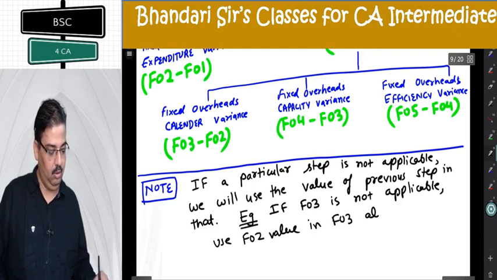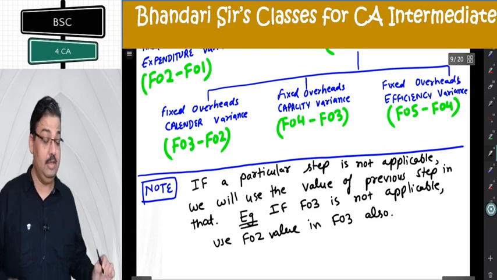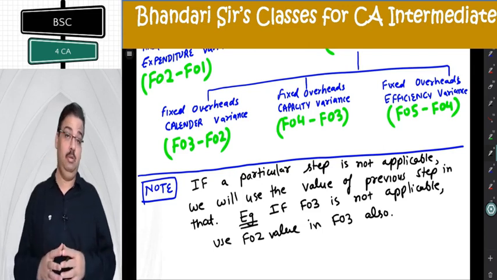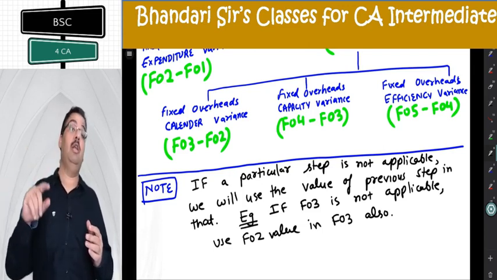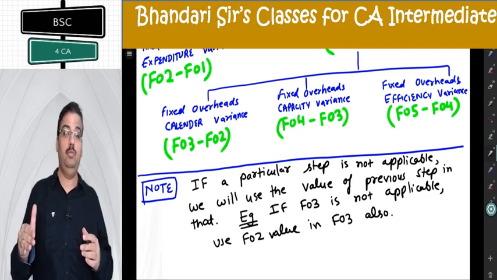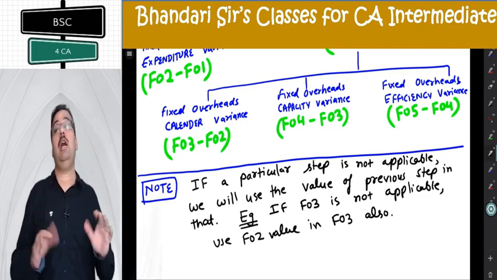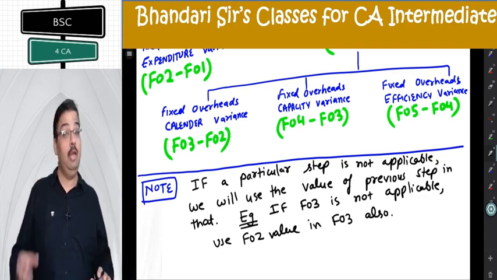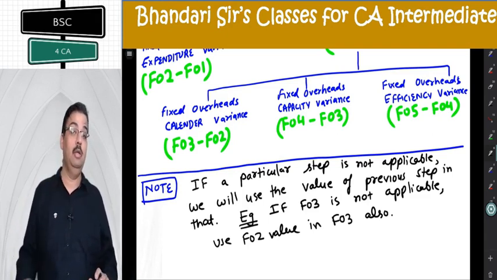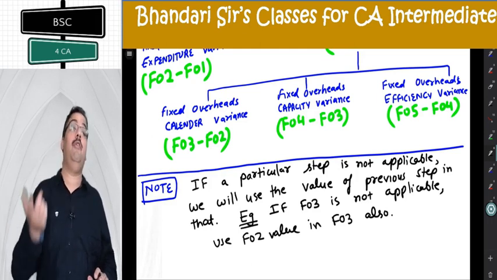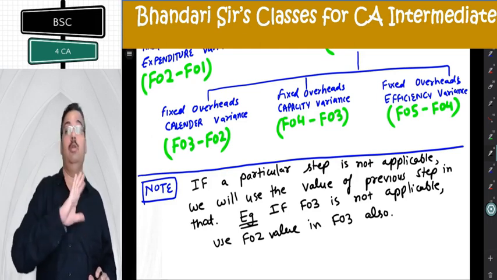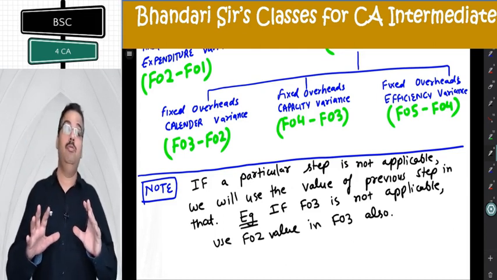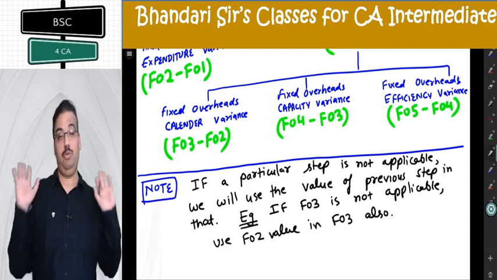In sale category, sometimes there is a single product, then SV3 is not applicable. Then instead of SV3, use the value of SV2. Here, in many questions, days are neither given nor can be computed. When days are not there, FO3 cannot be applied. When FO3 cannot be applied, use the value of FO2 in FO3 also. So this is one point that will be applicable in all variances in model steps approach.